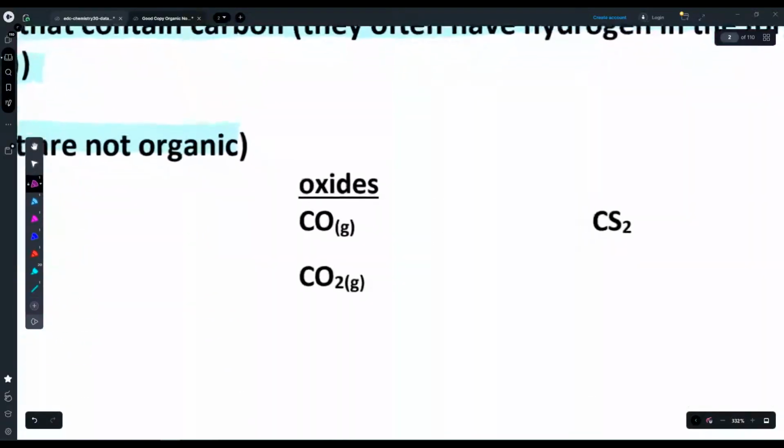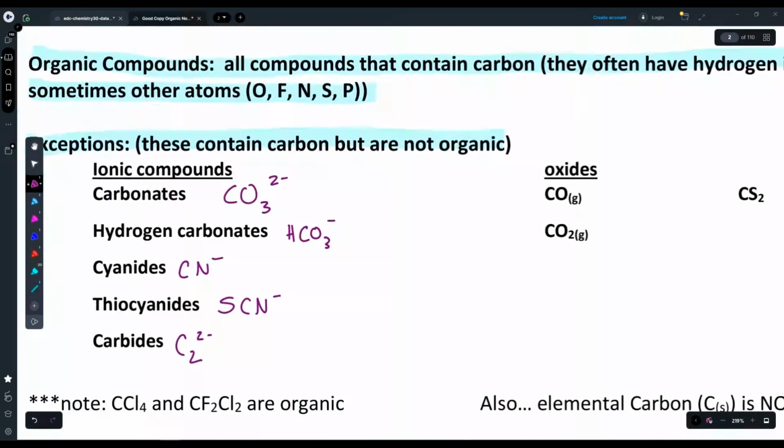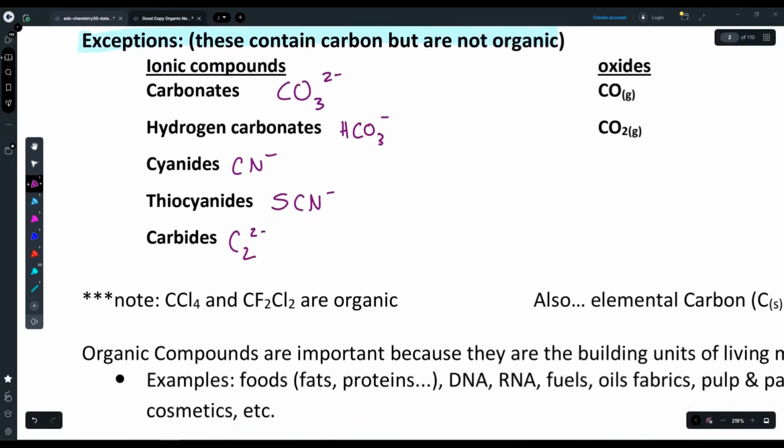Additionally, compounds which are oxides are not going to be considered to be organic. So that would be carbon monoxide, carbon dioxide, and carbon disulfide. Make sure you know what compounds are the exceptions to being considered organic.